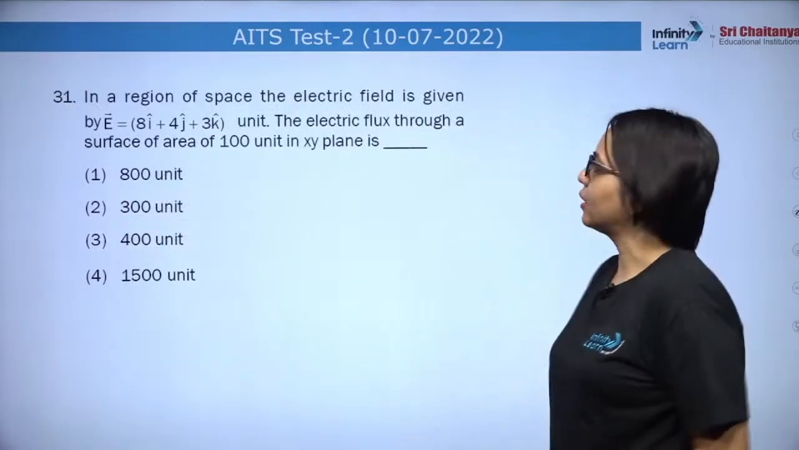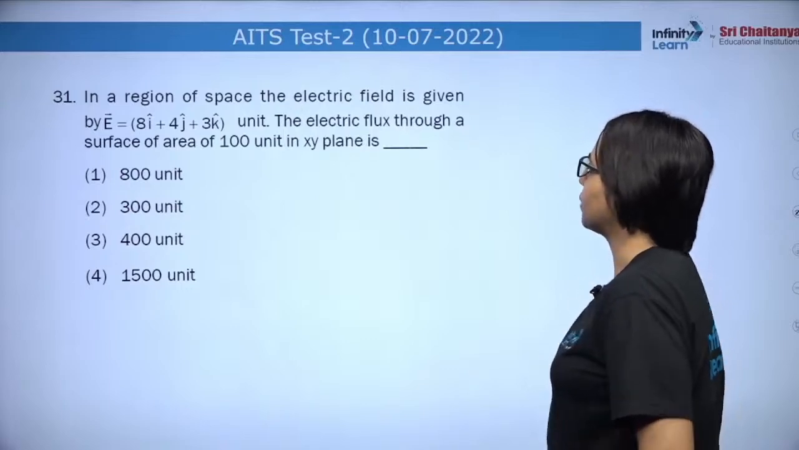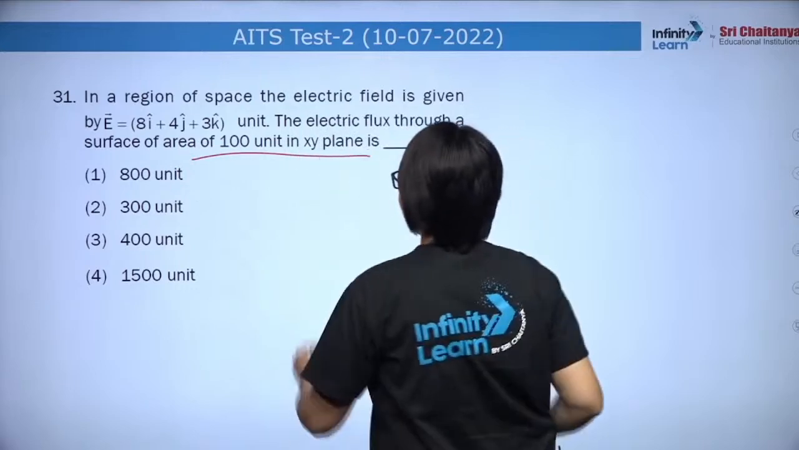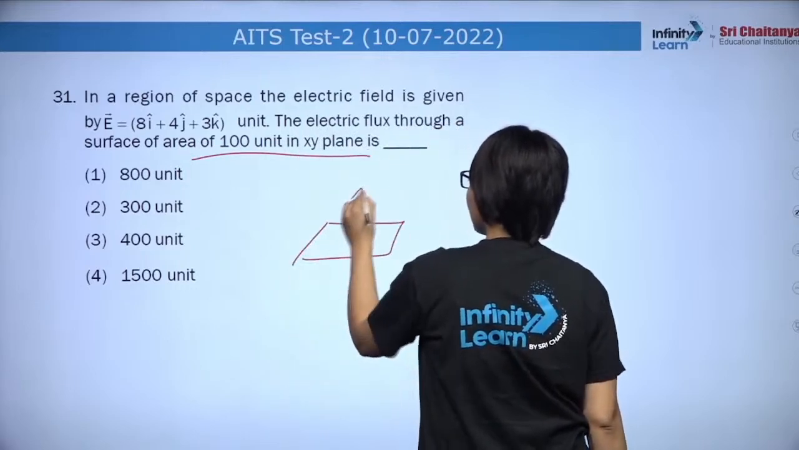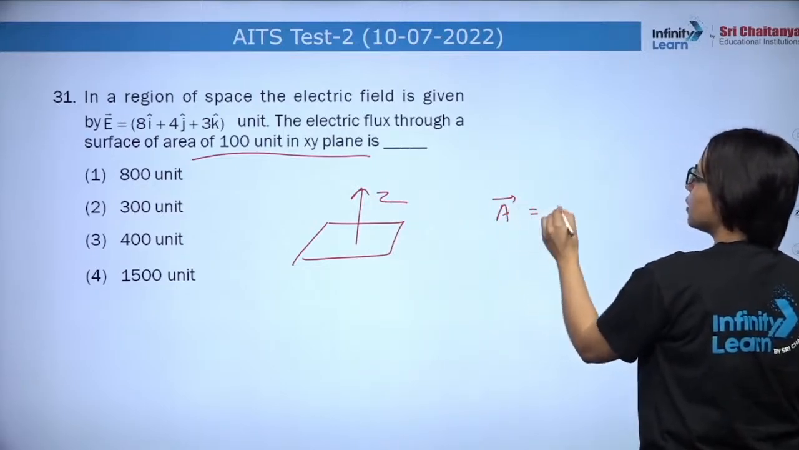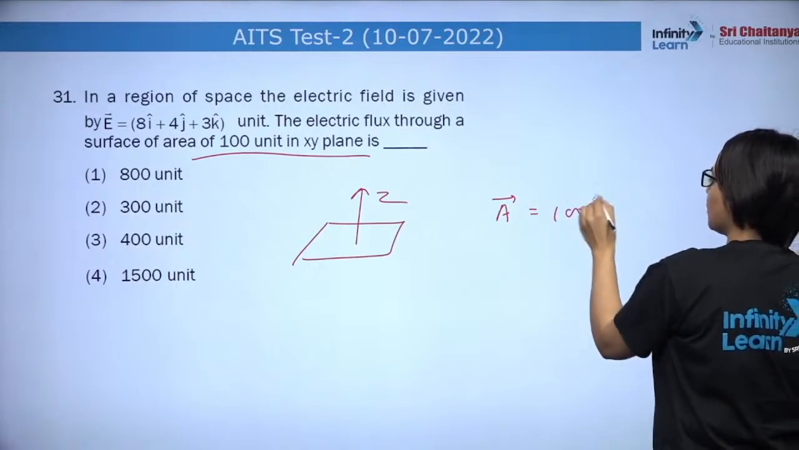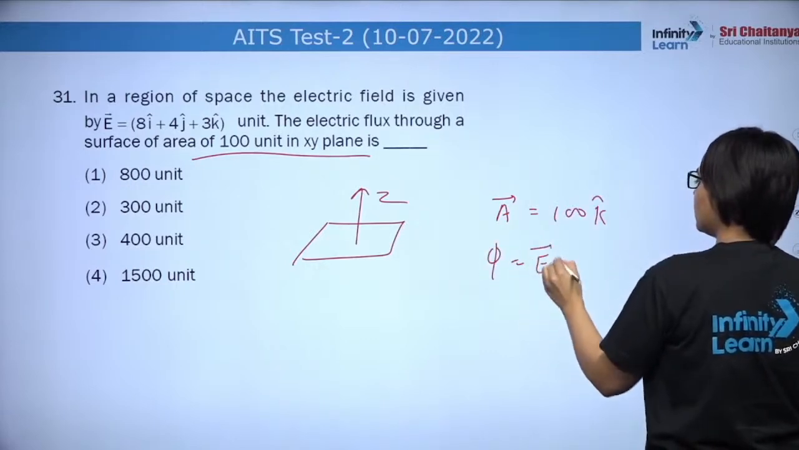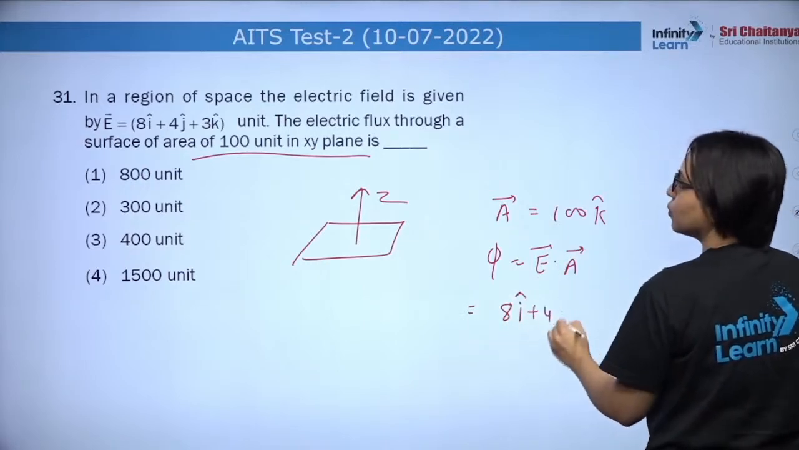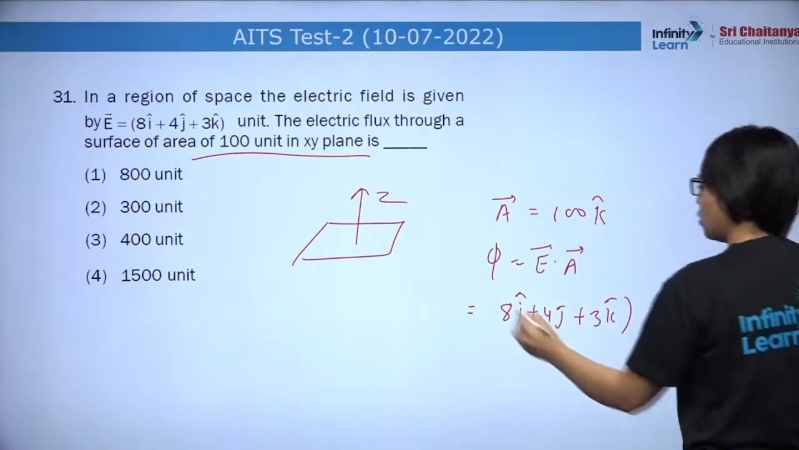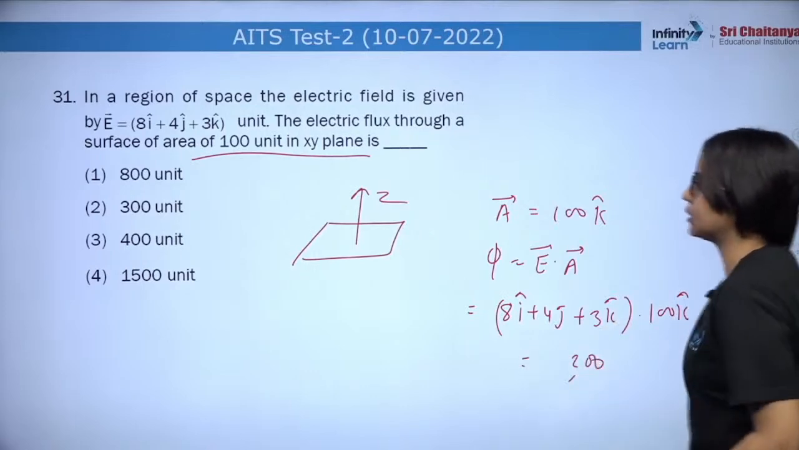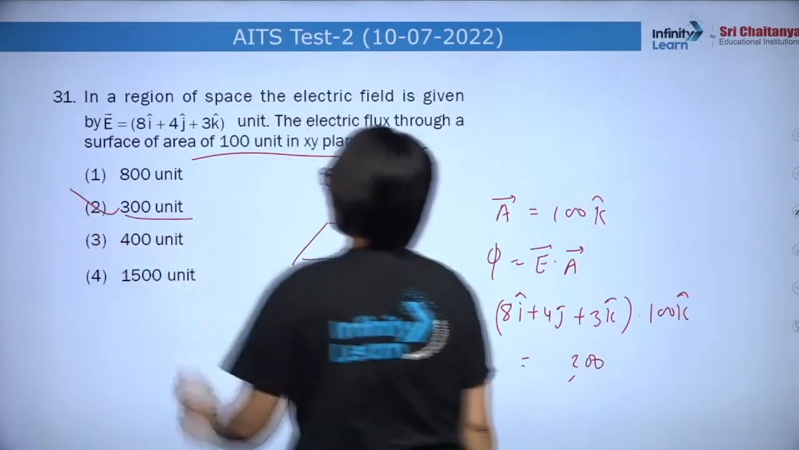Next is 31. In a region of space, the electric field is given by this unit. The electric flux through the surface of area 100 unit in xy plane. So if area is in xy plane, its area vector will be along z axis. So area vector will be 100 k cap. Flux is E vector dot A vector. So this will be 8i cap plus 4j cap plus 3k cap dot 100k cap. So their dot product will be 300 units. So correct answer is option 2.